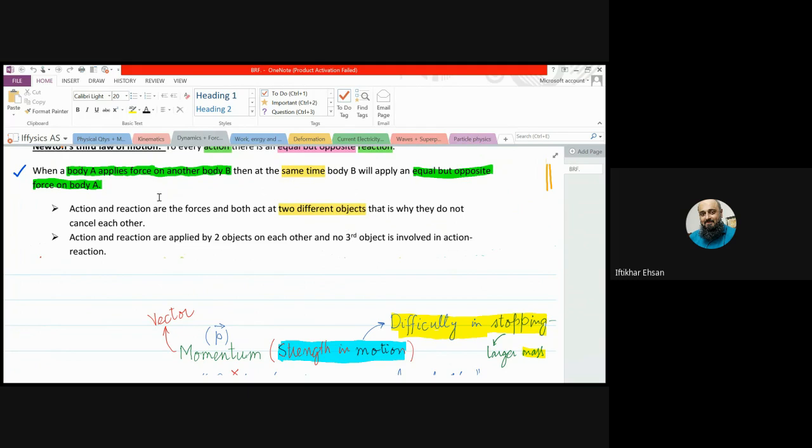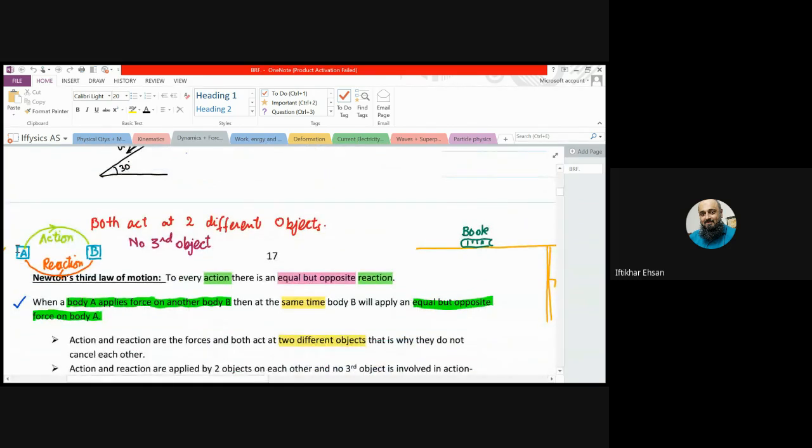When a body A, it could be any object A, applies a force on another body B, then at the same time, the body B will apply an equal but opposite force on object or body A. One mark is for writing "same time". It means if A applies a force on B, then B applies a force on A. So, this is the statement you should write now.